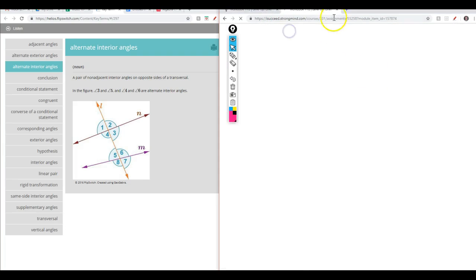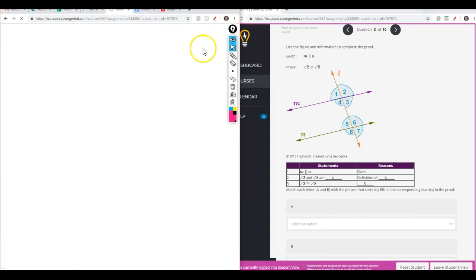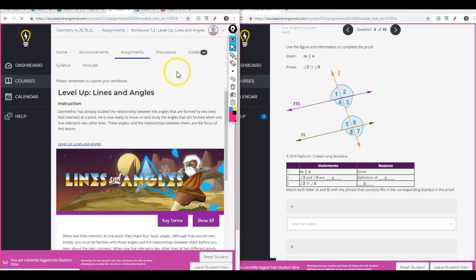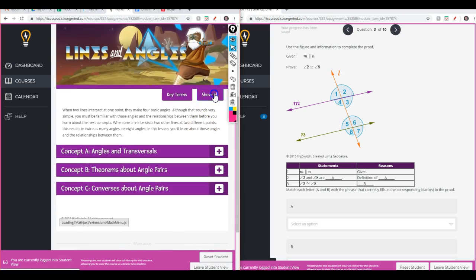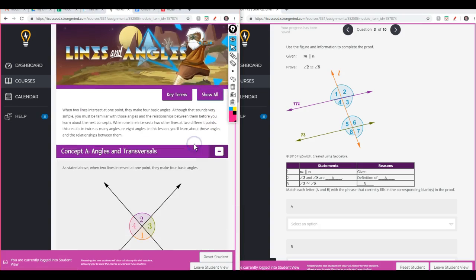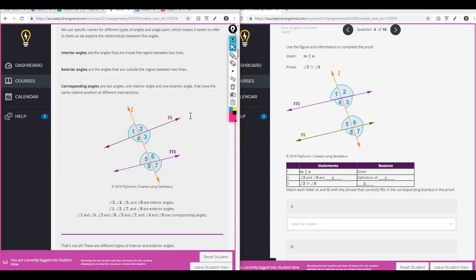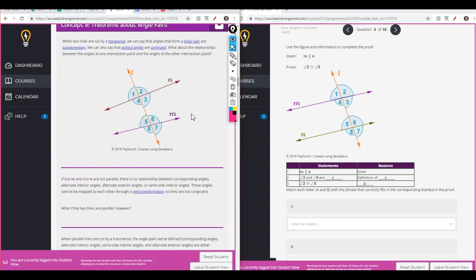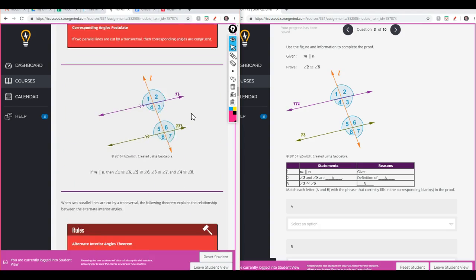panicking, duplicate the tab, and then we're going to click the show all, and we're going to look for an example like this. So notice again where angle 2 and angle 8 are located in this, and I'm just going to look for some proofs so you have time to look at that.